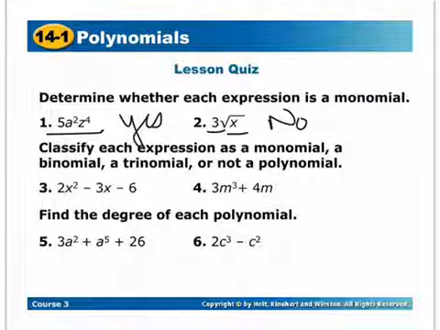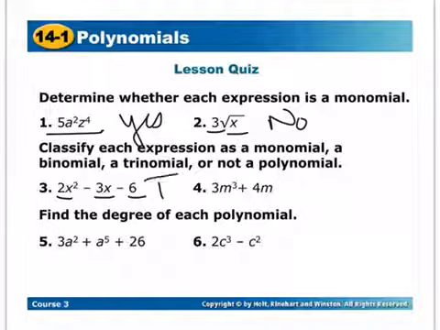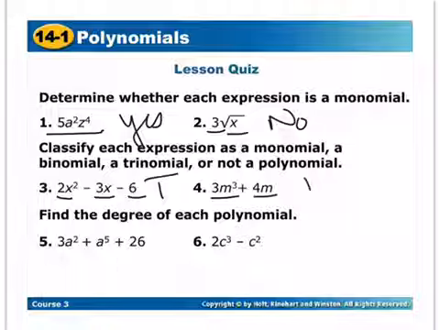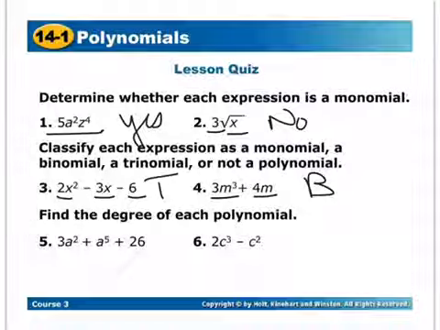Now classify as a monomial, binomial, trinomial, or polynomial. Number 3 here is 2x squared minus 3x minus 6. 2x squared is a monomial, 3x is a monomial, 6 is a monomial, so this is a trinomial because it's got 3 terms. Number 4, we've got a term here and a term here, so that means this is a binomial because it's got 2 terms.